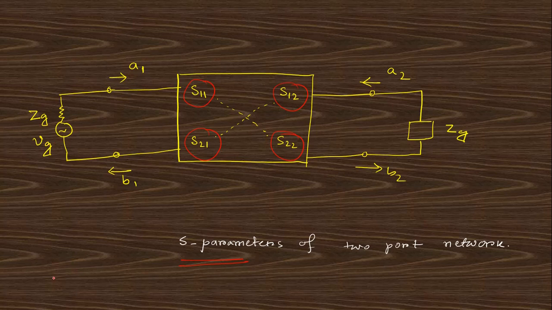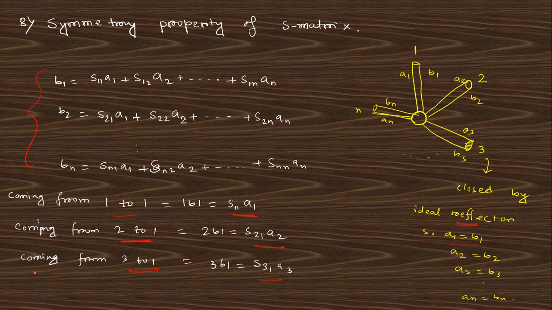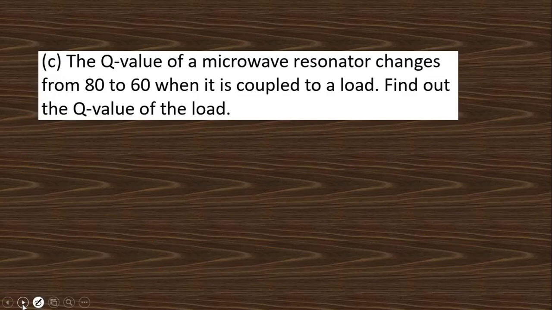Okay, so this is actually a network circuit, and this is the symmetry property actually, and this is your homework, you must do this, I think you can do this.